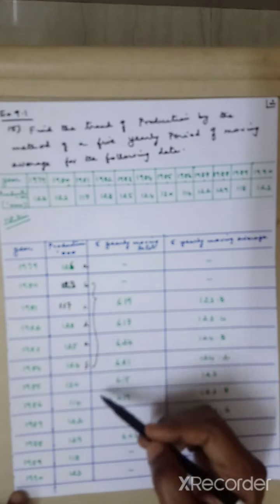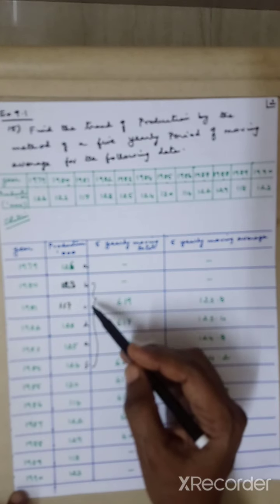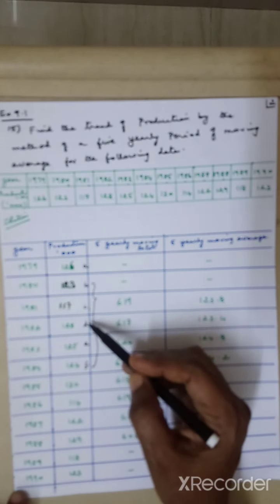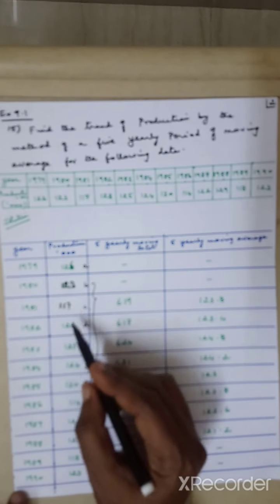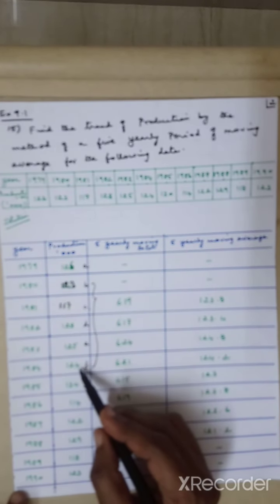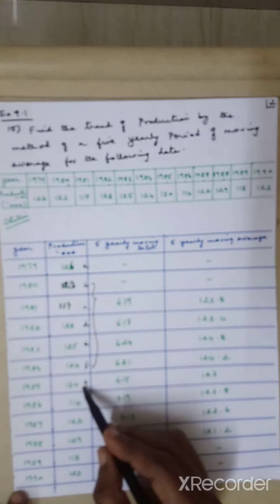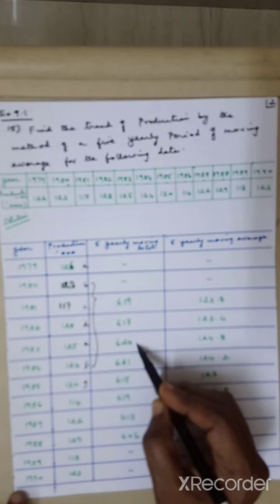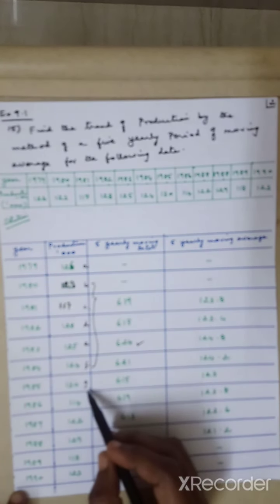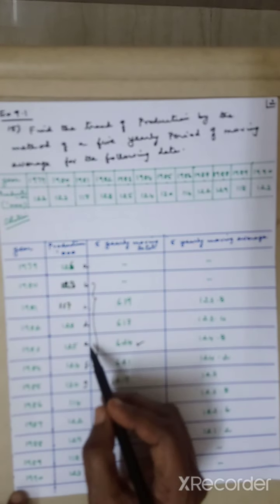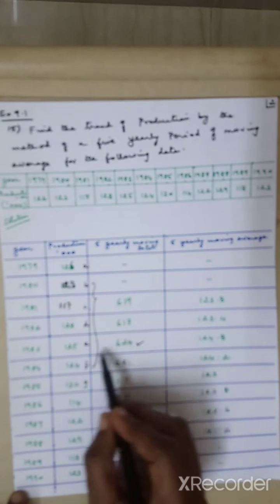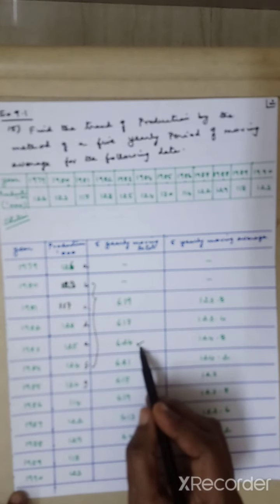Similarly, we move down to the next 5 values. After B, the next 5 values will be C, D, E, F and G. That will be 117 plus 128 plus 125 plus 124 plus 130, which will come to 624. For C, D, E, F and G, the middle item will be E. So against E, we put the total which is 624.